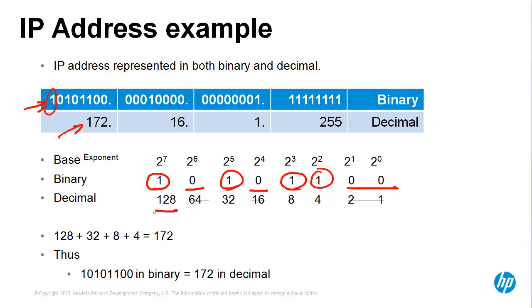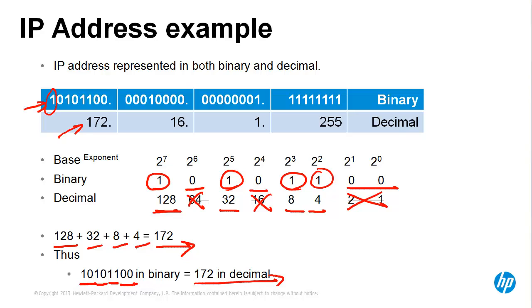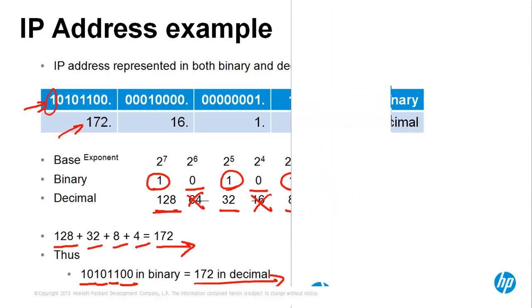So first bit is 128. 64 is not used. Third bit is 32. Fourth bit is not used. Fifth bit is 8. Sixth bit is 4. And the last two bits are not used. That gives us 128 plus 32 plus 8 plus 4, which equals 172. So 10101100 in binary equals 172 in decimal.